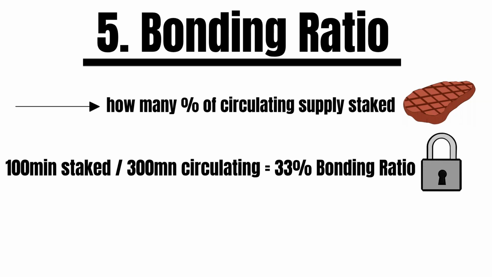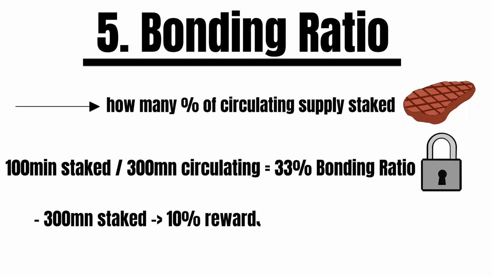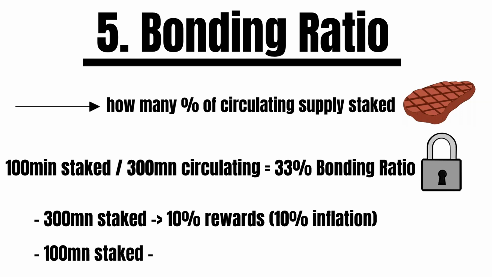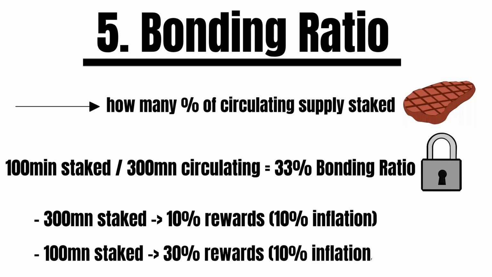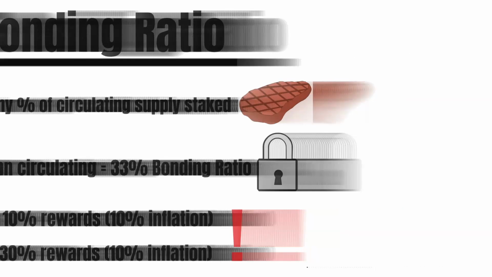You can get a higher share of the staking rewards when the bonding ratio is lower. For example, if holders stake all 300 million tokens in circulation and the inflation rate is 10%, your staking rewards are also 10%. However, if holders only stake 100 million tokens out of the 300 million tokens and the inflation rate stays constant, your staking rewards will be 30% instead of 10%. You can calculate this by dividing the inflation rate of 10% by the bonding ratio of 33%, which will give you a staking APR of 30%.